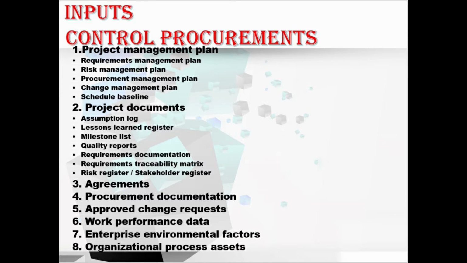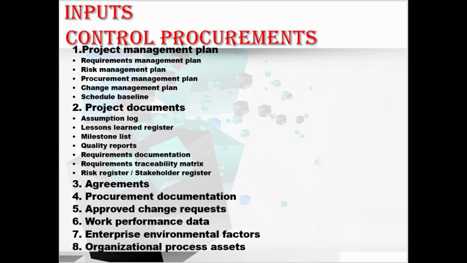Moving to the procurement management plan. This input contains the activities to be performed during the Control Procurements process. Hope you understood about this procurement management plan. Moving to the change management plan. This input contains the information about how the seller-created changes will be processed. Hope you understood this. Moving to the schedule baseline.